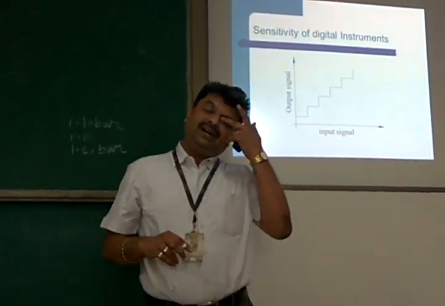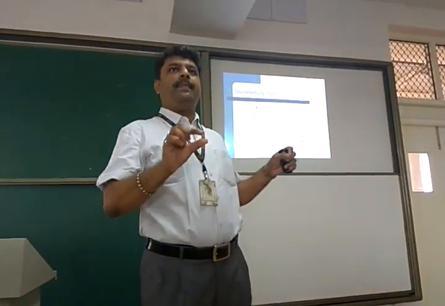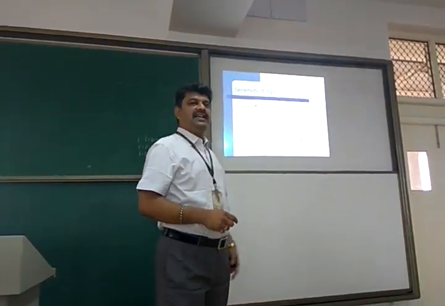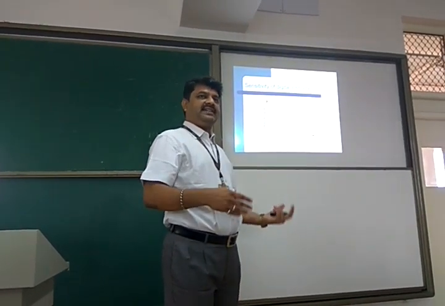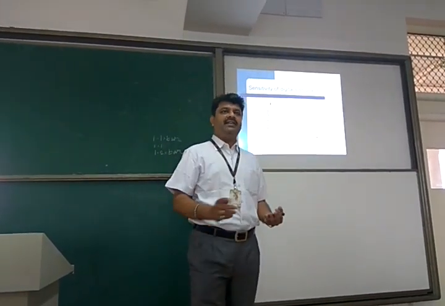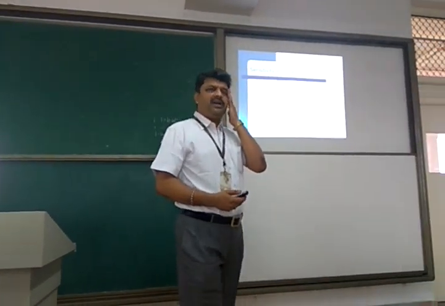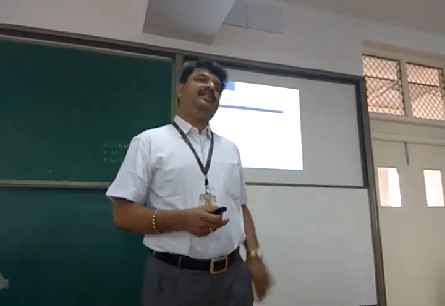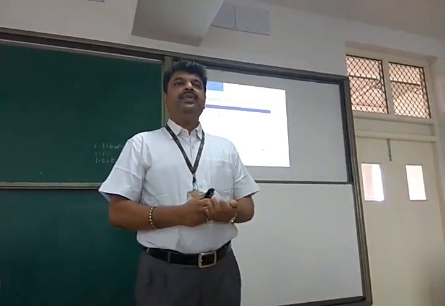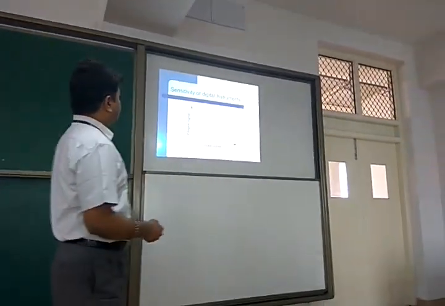So digital instruments behave like this, because the slope of this kind of curve is either 0 or the full value. It just jumps between two values. We normally don't attach a term called sensitivity for digital instruments. The term sensitivity we use to describe analog instruments.